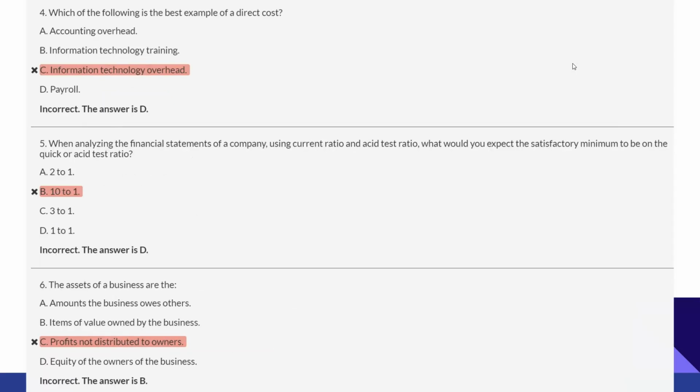Number four, which of the following is the best example of a direct cost? The correct answer is D, payroll. Number five, when analyzing the financial statements of a company using current ratio and asset test ratio, what would you expect the satisfactory minimum to be on the quick or asset test ratio? The correct answer is D. Number six, the assets of a business are the. B, items of value owned by the business.